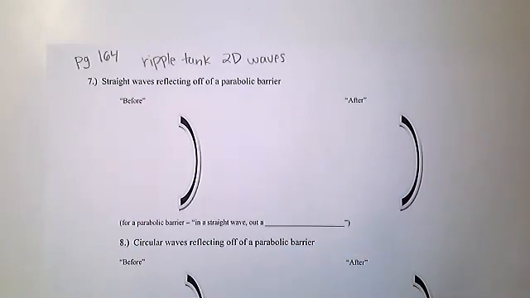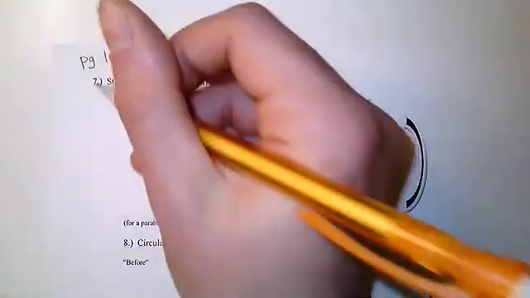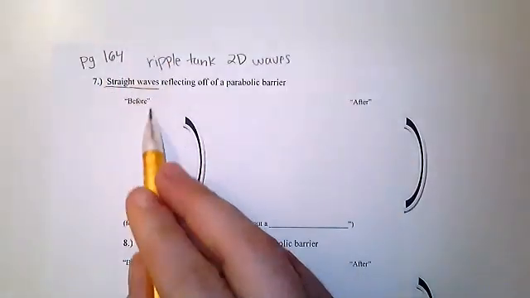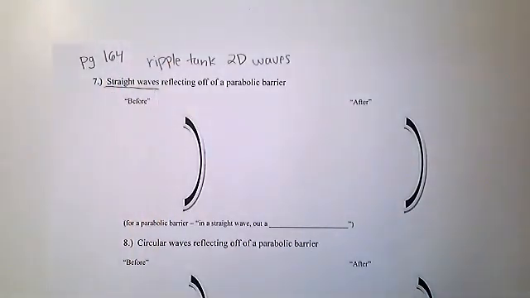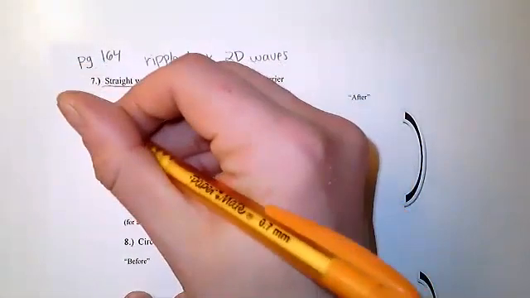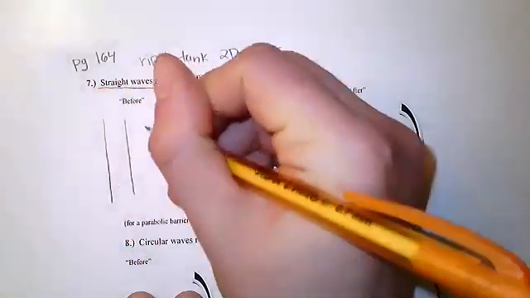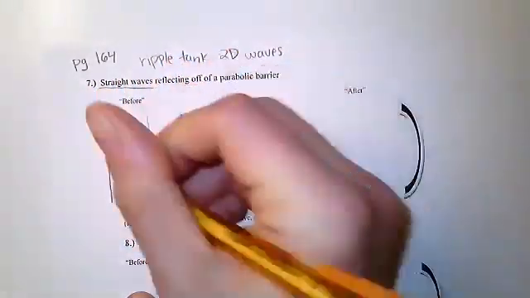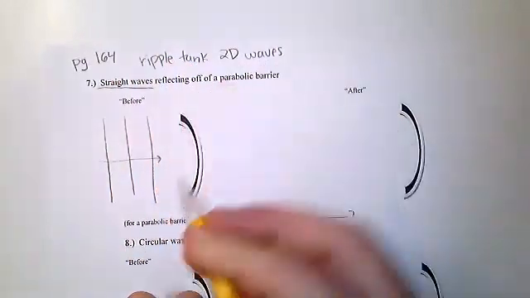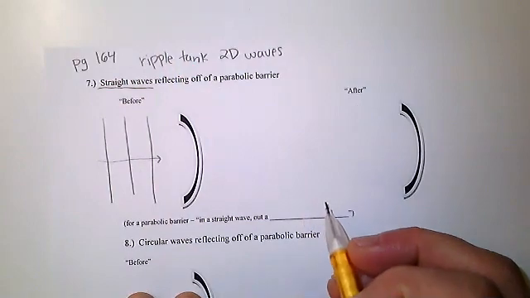Okay, so we're on number 7 now, and we're going to see what happens when straight waves, and I'm going to say straight wave fronts specifically, are reflecting off of a parabolic barrier. So we have these straight wave fronts coming in. Of course, their ray looks like that. And the question is, what do they look like afterward?